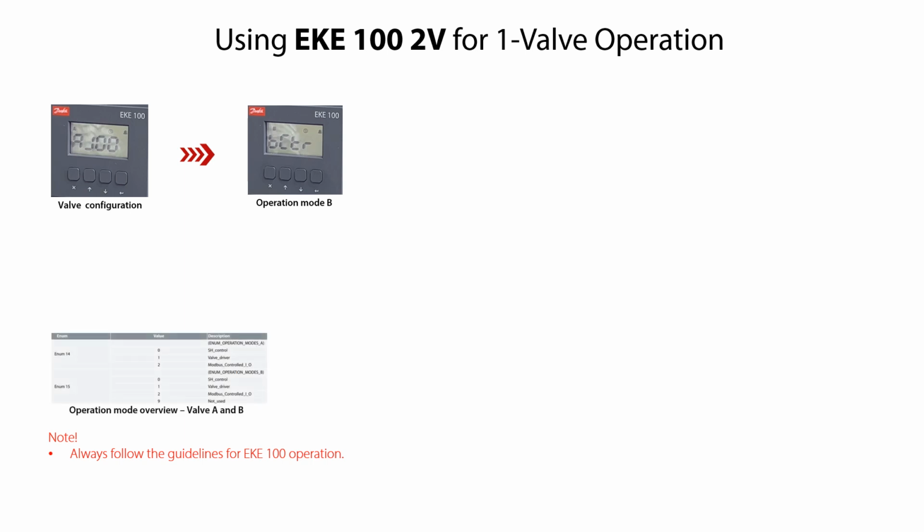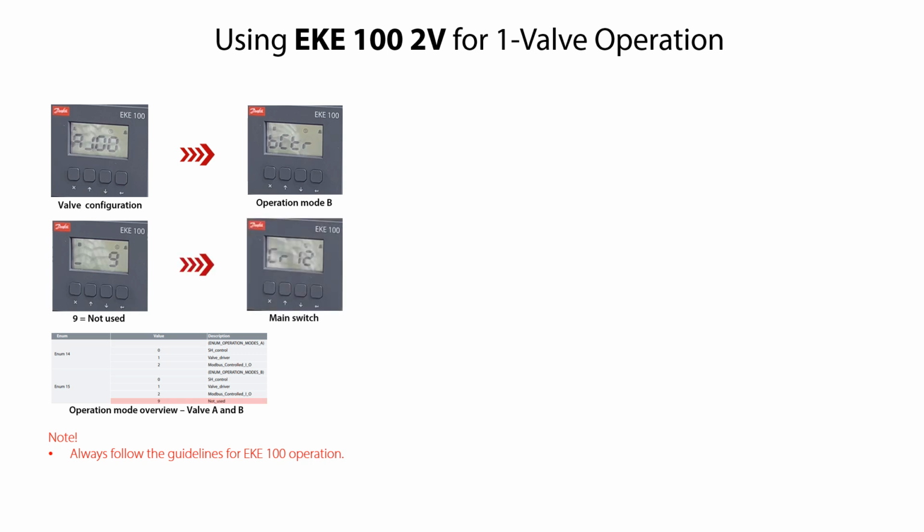As seen from the operation mode overview shown here, the value should be set as 9 for valve B to be not used. Press the arrow up or arrow down keys to get the needed value. Select 9 corresponding to valve B not being used. Press the Enter key to confirm the value and return to the BCTR mode. Press the arrow up key to return to the main switch CR12 mode.